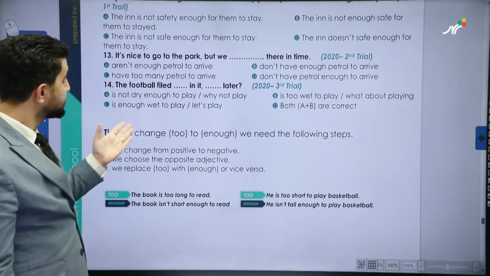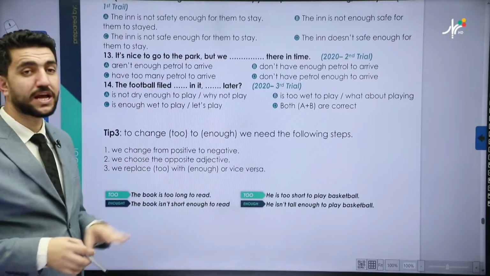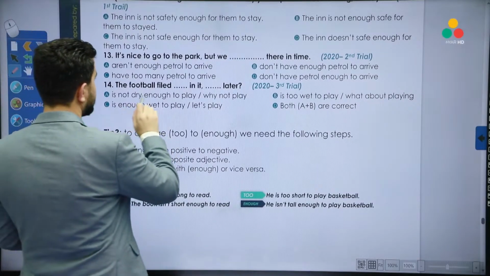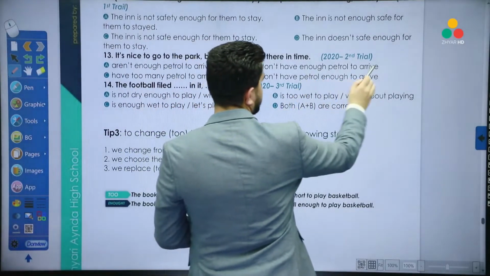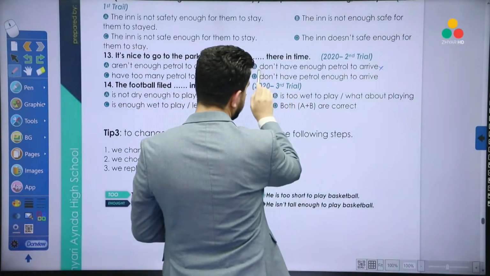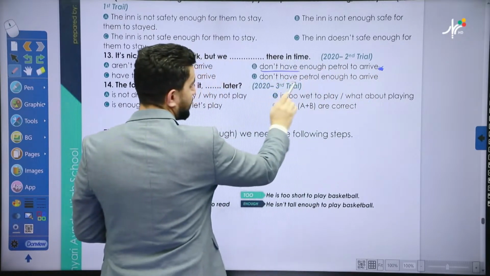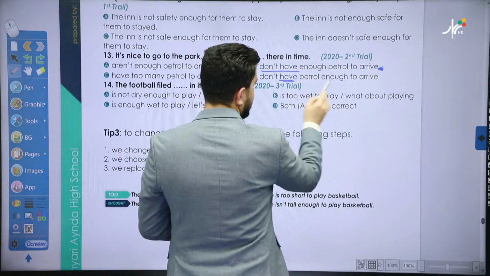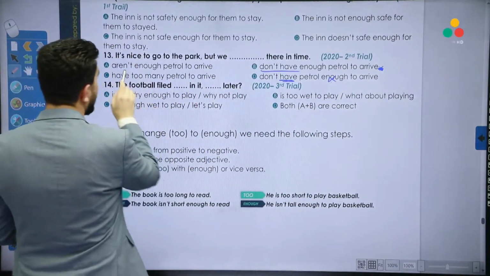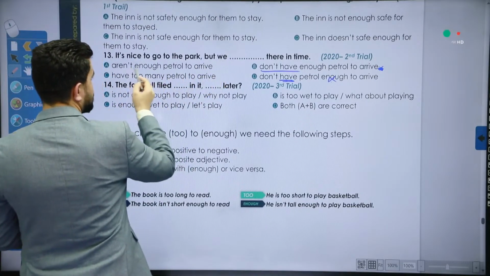Yes. It's nice. Do we have "there" and "have" and "has"? We don't have any "there" and "have" and "has". So enough at the beginning is wrong. Let's see if we have enough at the beginning. Enough, wrong. It's at the beginning. We have "have" and "has", right? Don't have enough petrol to arrive. Let's see. Wait. We have some. Don't have petrol enough. We have "have" and "has", enough, wrong. Because we said when we have "have" and "has", enough has to be like this. Aren't enough petrol to arrive. We aren't enough petrol to arrive.